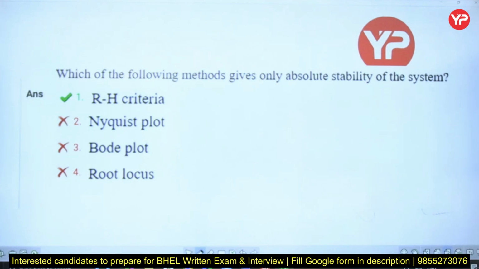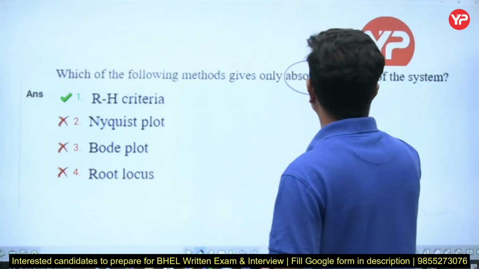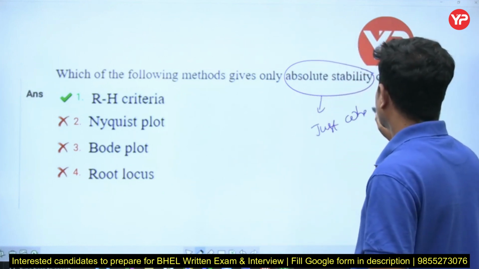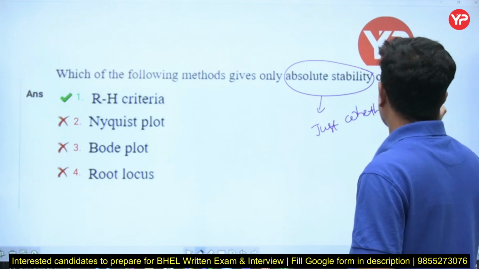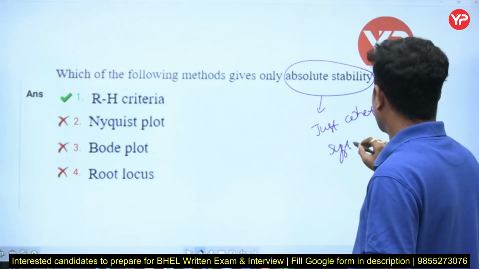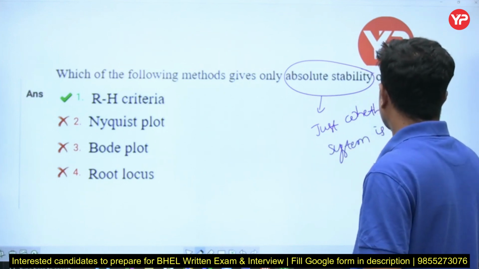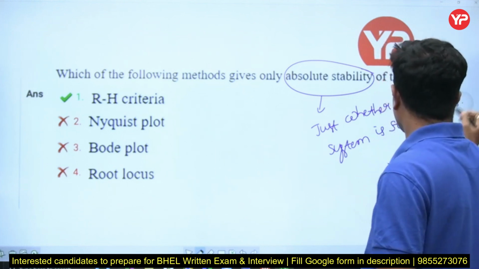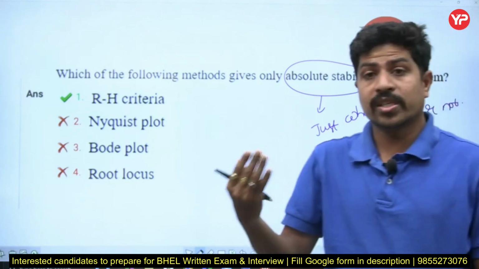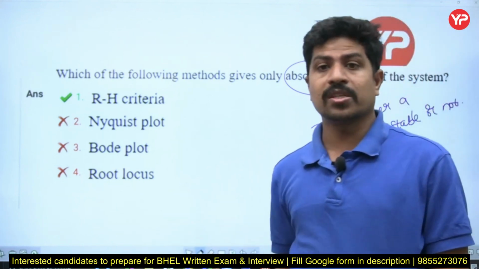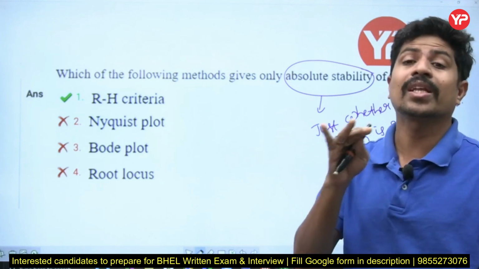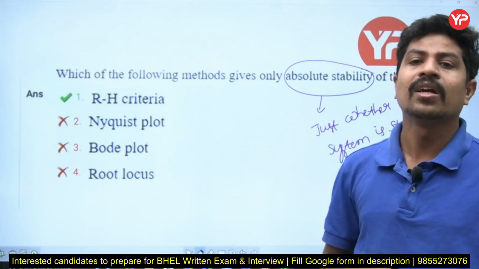Next question. Which of the following methods gives the only absolute stability? Absolute stability means just whether a system is stable or not. It is not going to tell you if it is stable, more stable, if it is unstable, more unstable. Unstable means it is going to have some poles in the right half plane. All that information cannot be given by absolute stability.